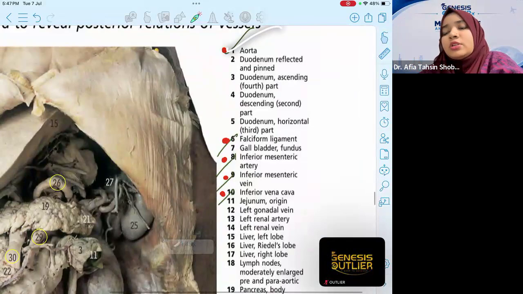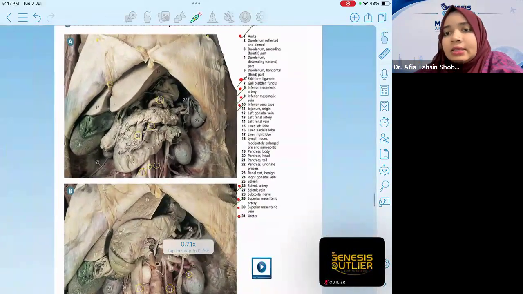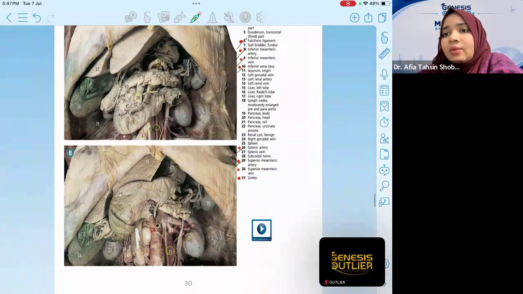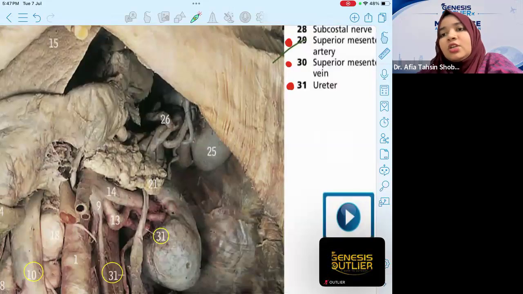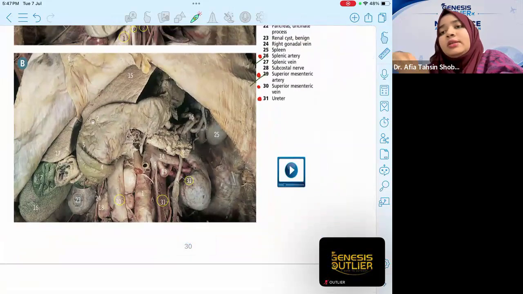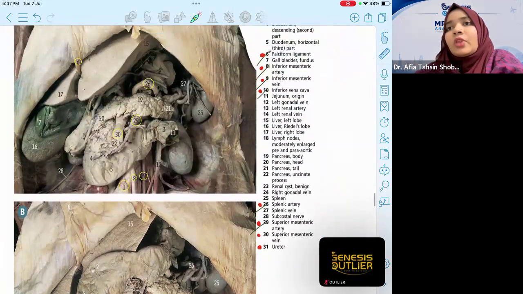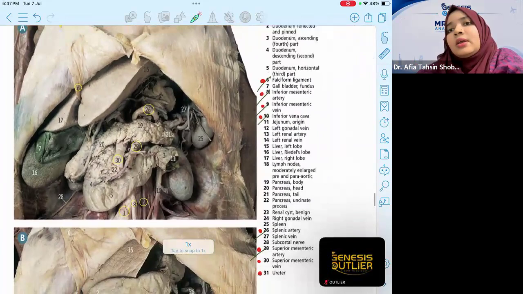So 1 is aorta and 10 is inferior vena cava. Then come to this prominent structure, ureter. We will cover ureter in our next class, inshallah.